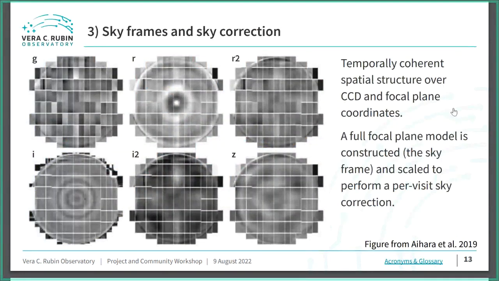Okay, this is a figure from Aihara et al. 2019. Here's an example of the 6 different sky frames for HSC. This is what they look like. These are temporally coherent spatial structures that don't change in focal plane coordinates. This structure is larger than a detector, if you will. It spans the whole focal plane. These sky frames are constructed in advance, in a calibration data set sense. Then variations of these are scaled and subtracted off the original detectors to produce a more robust background model for coaddition. That's a very important step to consider in the background process. Next slide, please.